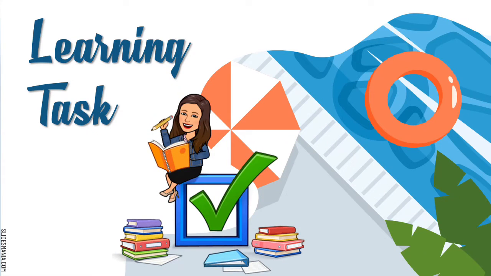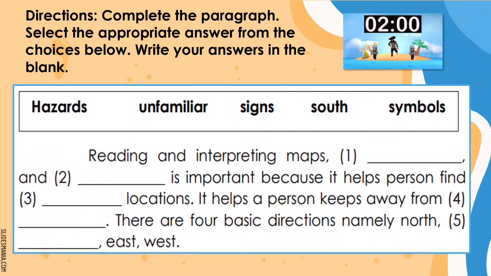To deepen and enrich your understanding about simple maps, signs, and symbols, let's proceed to our first learning task. Now this is what you're going to do. Complete the paragraph, select the appropriate answer from the choices below, and write your answers in the blank. You are given 2 minutes to do the task. Are you ready? Let's start.